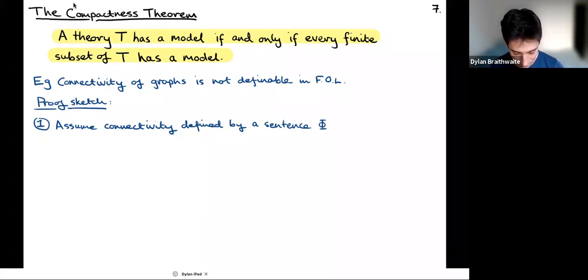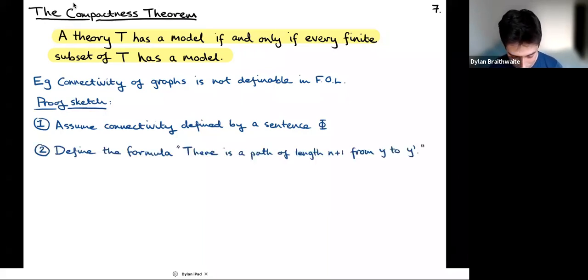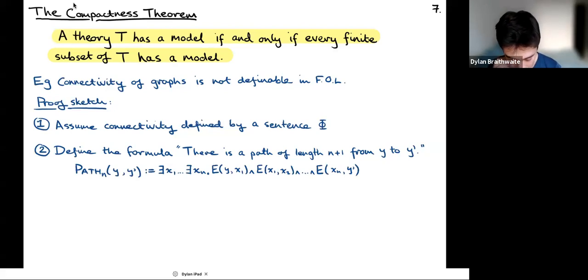Then what we want to do is define some formula which says there's a path of fixed length between two vertices. That's actually pretty easy to do. You just need to put in n existential quantifiers, and then check that for each element being quantified over, there's an edge from it to the previous one or the next one. It looks something like this.